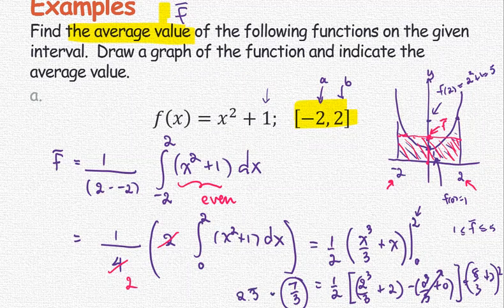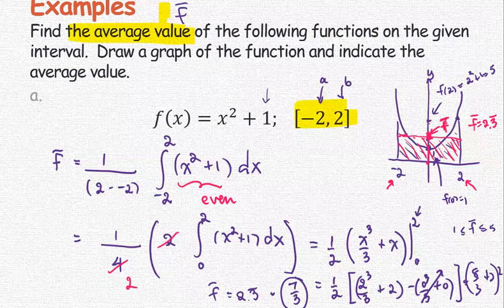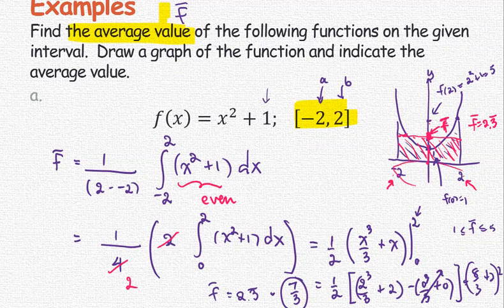2.3 repeating. This is the average function value or the f bar, and from the graph, that means the point on the y-axis here, or the average function value f bar, is 2.3 repeating. That is the value somewhere between the lowest y and the highest y, or the minimum y and maximum y. If we use the f bar and then multiply by the width, we're going to get the same as the value of the definite integral, which is the net area.